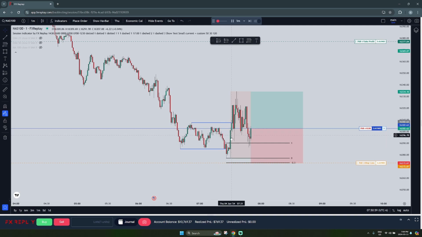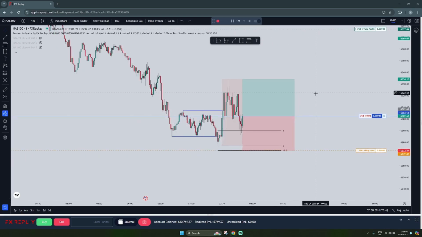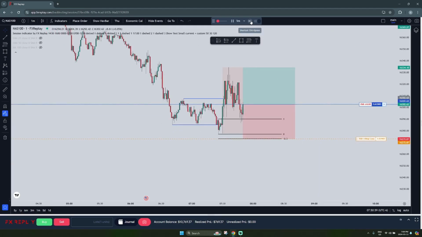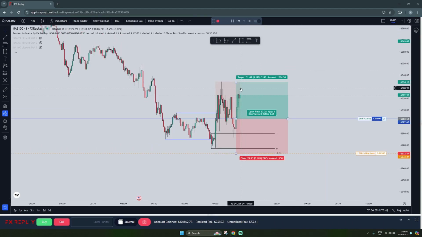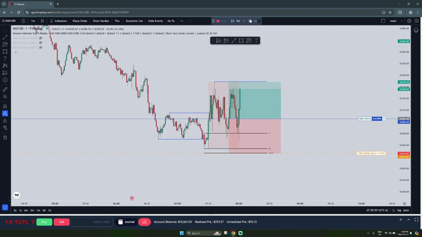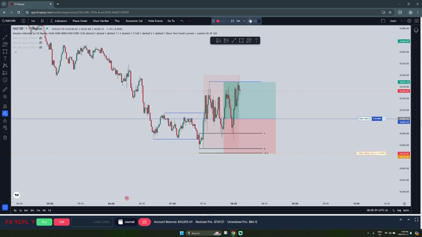For example, this one. If you just limit ordered right on the demand zone or supply zone, you would have just ran right through with no evidence of selling. So always wait for a color switch to confirm an entry. But yeah, let's see what happens here. Again, 1.5 R is break even. We're looking for a close of this point to take profits. Let's see what happens here.